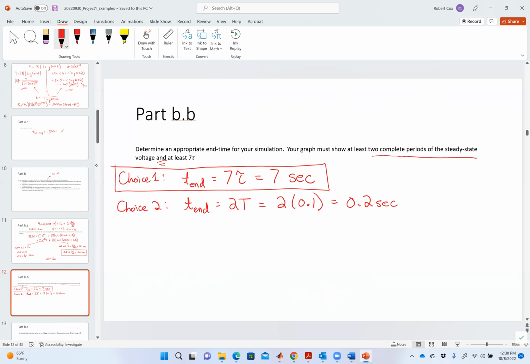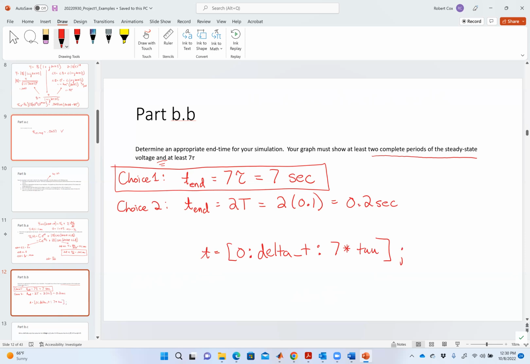So when I define my t vector, I'm going to say it starts at 0 and goes in steps of delta t. The way I would write this in MATLAB is delta underscore t up to t end, which in this case would be 7 times tau. That's the way I'll define my time vector.